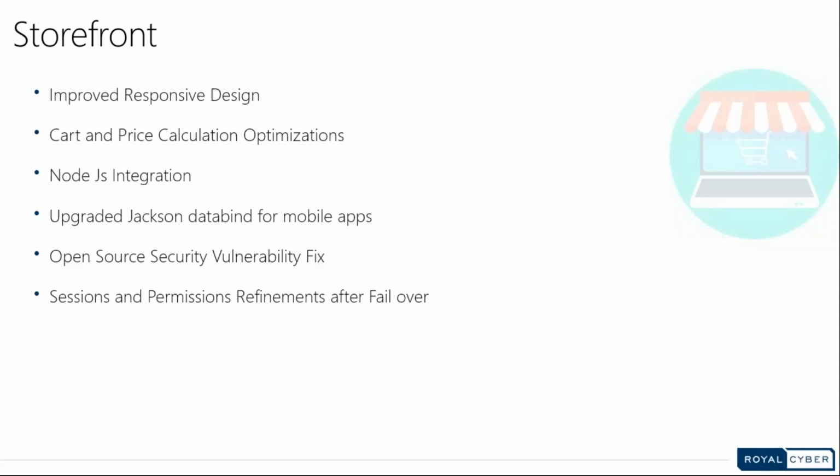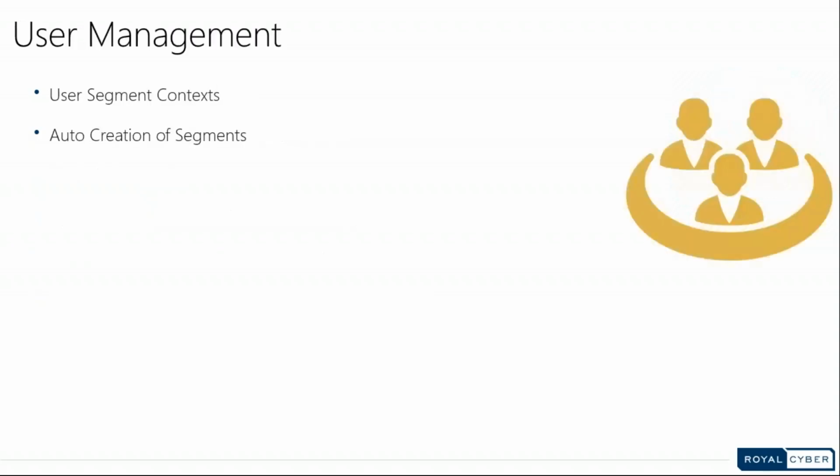The last thing is session and permission based refinements after failover. So basically what it means is, suppose there are certain failovers in a particular session or in a particular permission, right, you can create these failovers so that if any of the session fails or permission fails, you can work upon it, right?